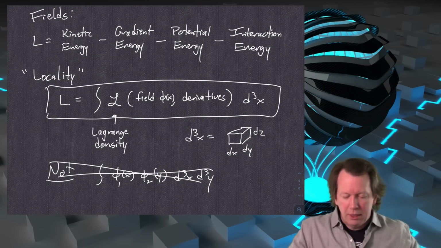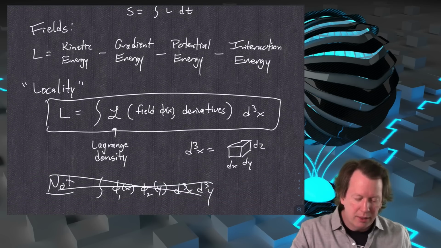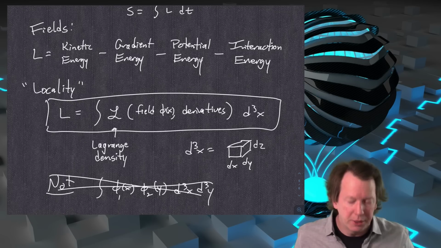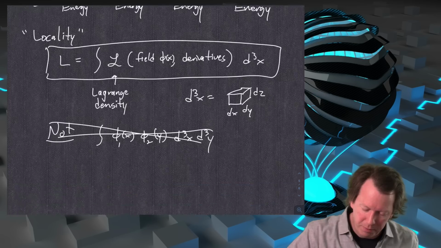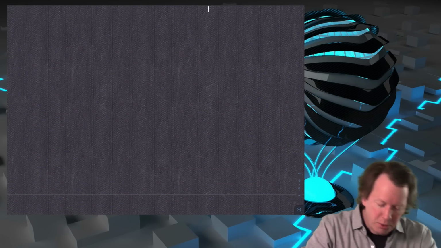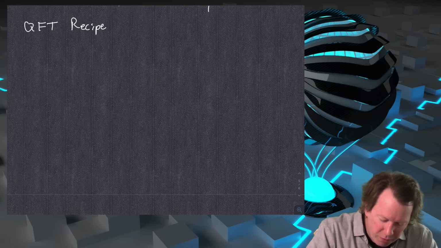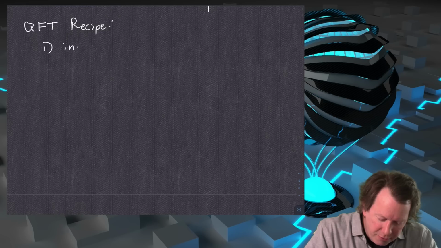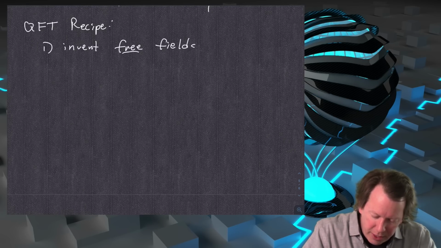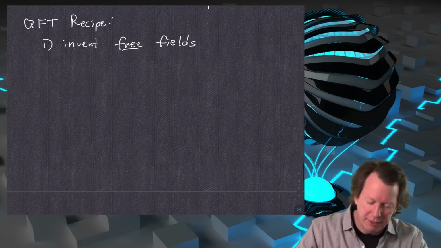Okay, so because the action is always the integral over time of the Lagrangian, and the Lagrangian is always the integral over space of the Lagrange density, the thing that particle physicists actually spend their time doing is inventing Lagrange densities, okay? And it's from the Lagrange density that we will get our rule for the Feynman diagrams. So the QFT recipe, quantum field theory: what do you do if you want to be a grown-up quantum field theorist? First, you invent a set of free fields, and you write down their kinetic energy, gradient energy, and potential energy, right? That's an easy enough thing to do.